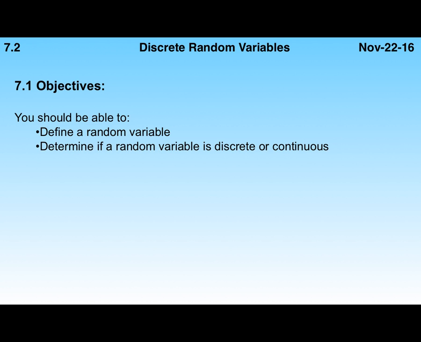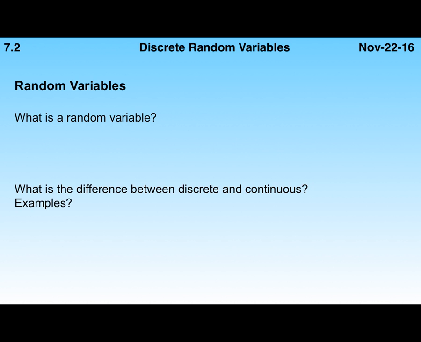Okay, so section 1 is all about what is a random variable and is it discrete or continuous. So this is super easy. What is a random variable? It's a variable whose value depends on the outcome of a chance experiment. So a random variable is a variable whose value depends on the outcome of a chance experiment.